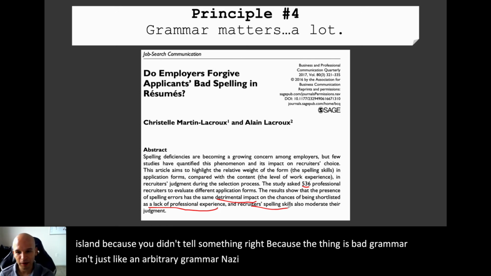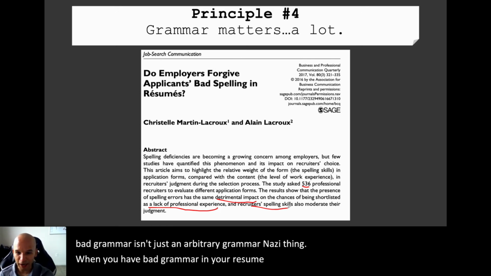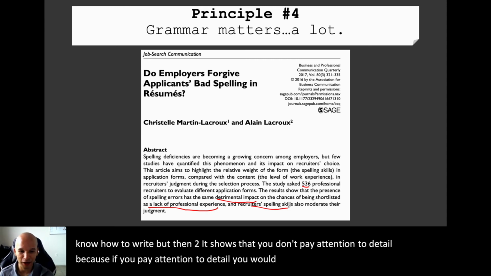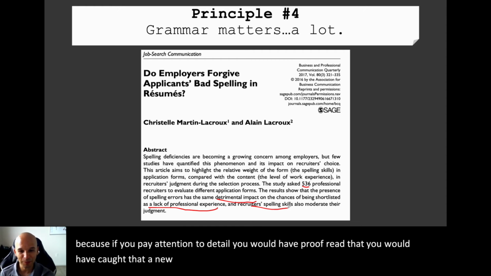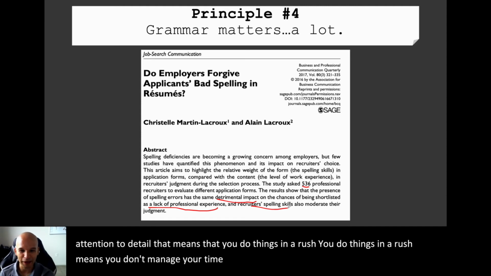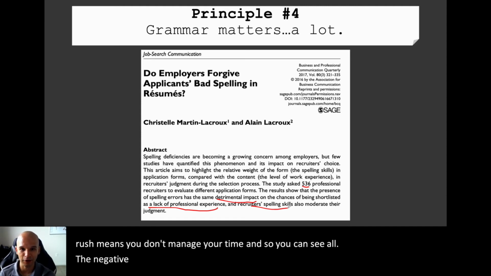When you have bad grammar in your resume, number 1, it shows that you don't know how to write. But then number 2, it shows that you don't pay attention to detail. Because if you paid attention to detail, you would have proofread that, you would have caught that, and you would have changed it. And when you don't pay attention to detail, that means that you do things in a rush. You do things in a rush means you don't manage your time well. And so you can see all the negative attributions I can derive just from your bad grammar. So you don't want employers thinking those things about you.